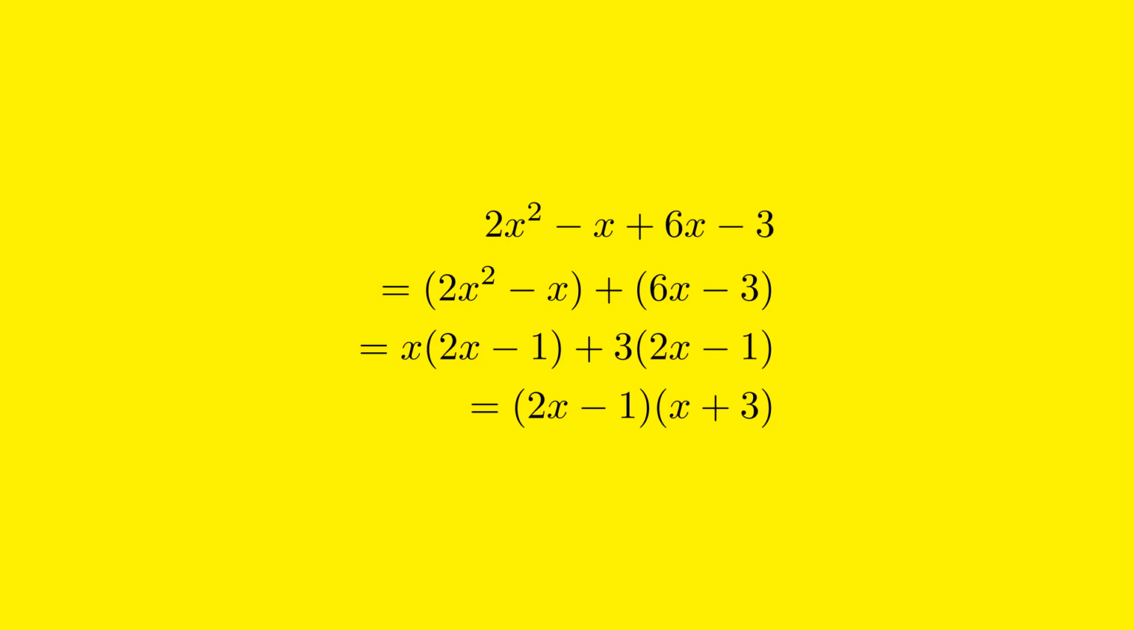Therefore, we now have two terms with the same factor, 2x minus 1. This means we can factor it out, creating the following expression: 2x minus 1 times x plus 3. Considering the original quadratic expression, we have managed to express it as the product of two binomials, which was our primary goal. Thus, the correct answer is 2x minus 1 times x plus 3.